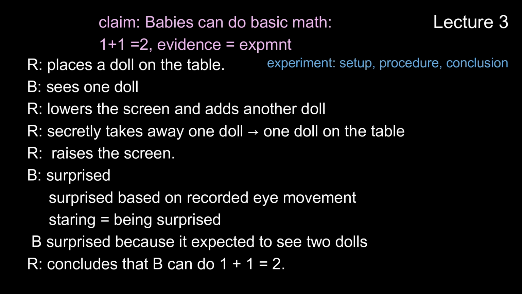The professor adds that we know the baby was surprised because they record the eye movement, and when babies are surprised, they stare, and the baby indeed stared. Since the baby is surprised to see one doll, the baby must have expected to see two dolls. This fact that the baby was surprised allows the researchers to conclude that babies can do 1 + 1 = 2. Using the research described by the professor, explain what scientists have learned about the mathematical abilities of babies.